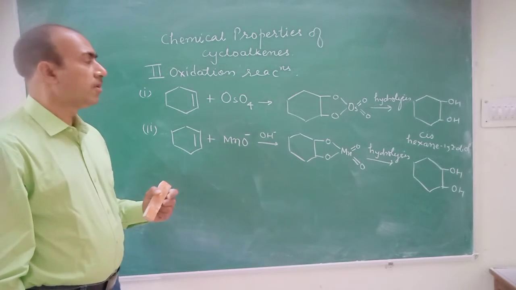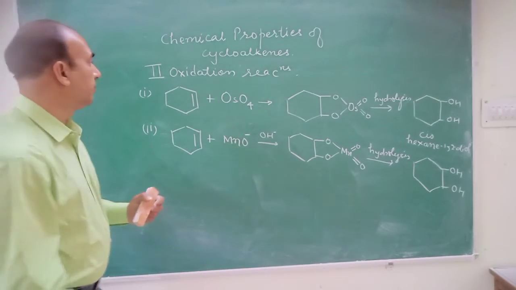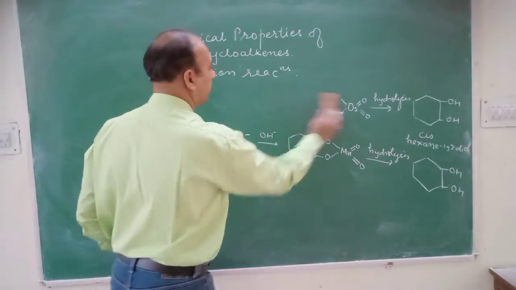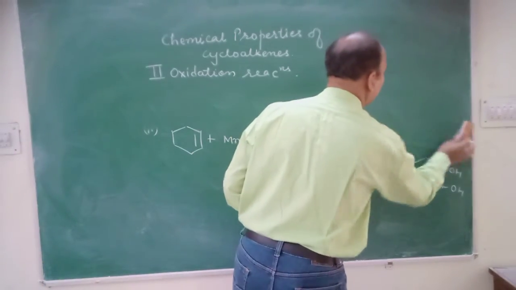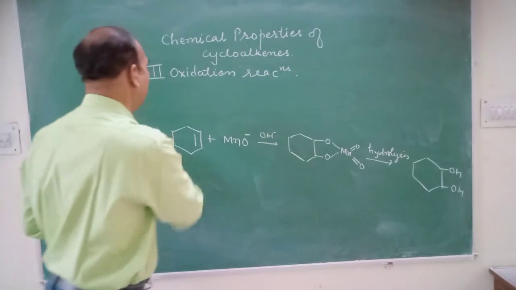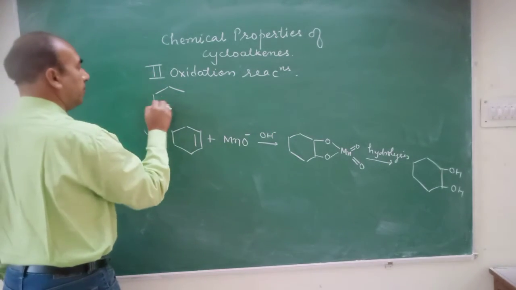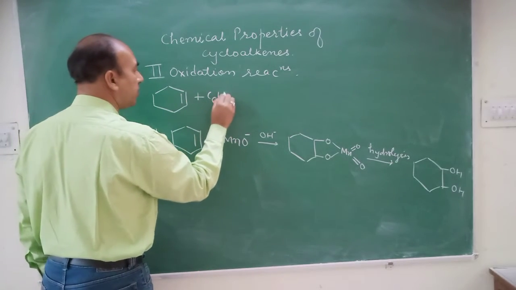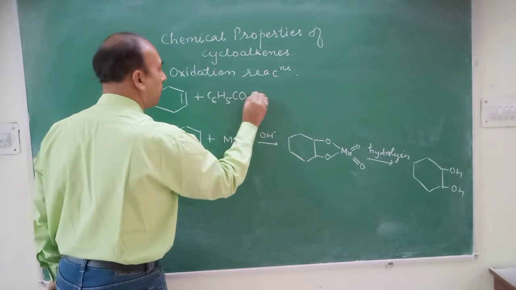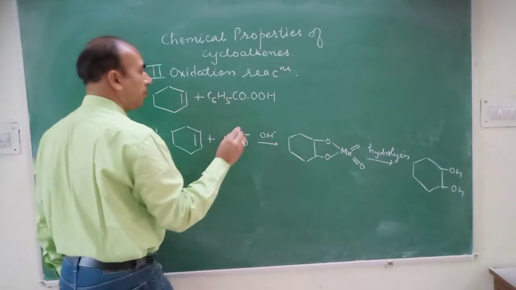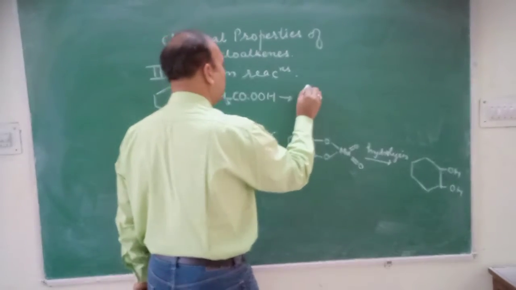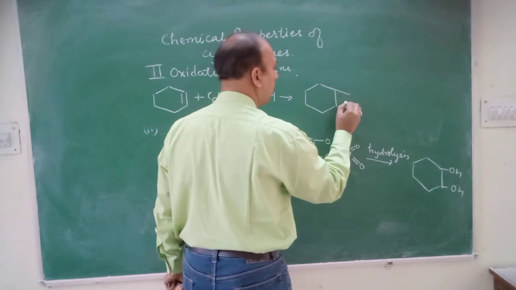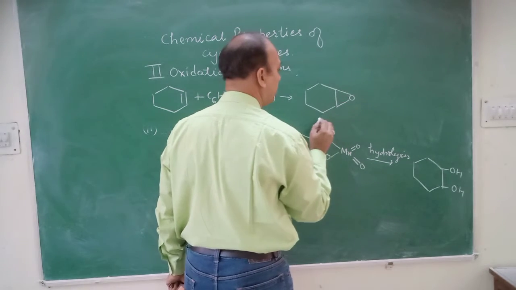Then next is oxidation with peracid. Cyclohexene when reacted with peracid, see, it forms cyclohexane oxide in this way.